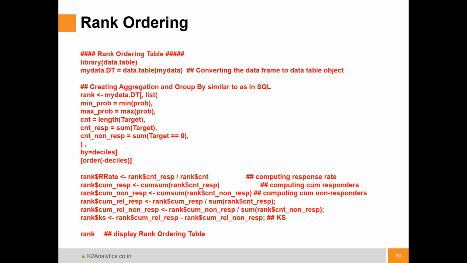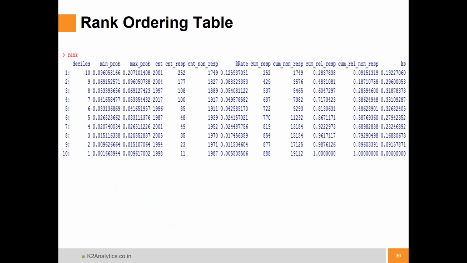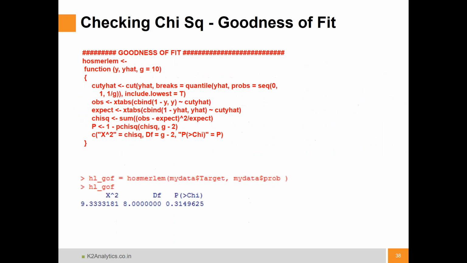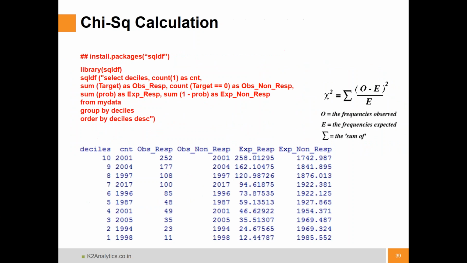So we have done rank ordering. This is the entire logic which is given to you. This is in the slide. In the slide also more or less the same thing, numbers will come up. Now, the second important statistic is basically the chi-square thing.